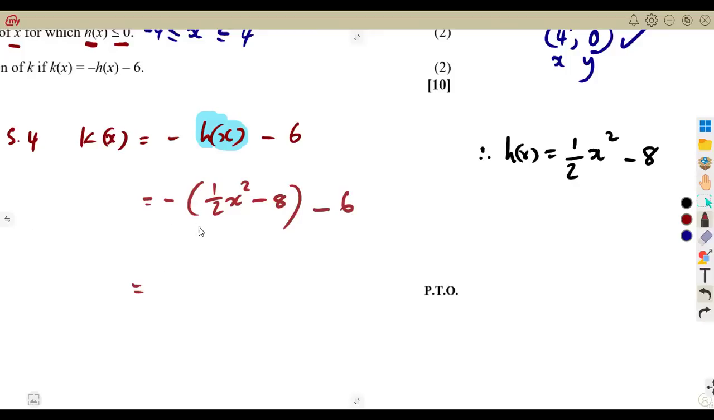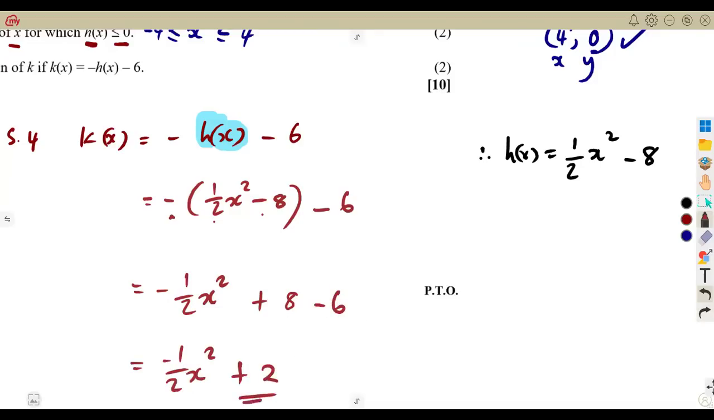So let's expand by the minus. Distribute this bracket. Minus times half x squared, that's minus half x squared. Minus times minus 8, that's a plus 8. And there is a minus 6 which is remaining. So that is going to give us minus half x squared plus 8 minus 6. 8 minus 6, that's a positive 2. We have an equation representing the new function of k(x). That is what our question was all about.